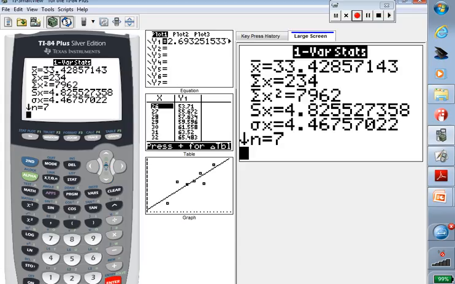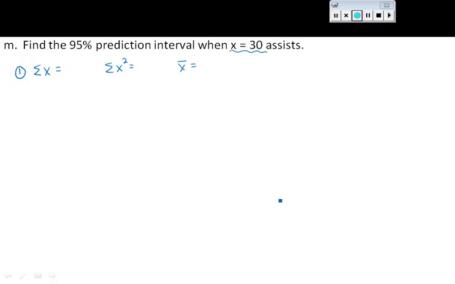Just be careful, the order I listed them out in isn't the order the calculator spits them out to you in. The order you put them down in on your paper doesn't matter. You just need to get those 3 key values down and make sure you get them in the right places on that confidence interval. That's all we have to worry about. So we had 234, 7,962, and x bar was 33.4.